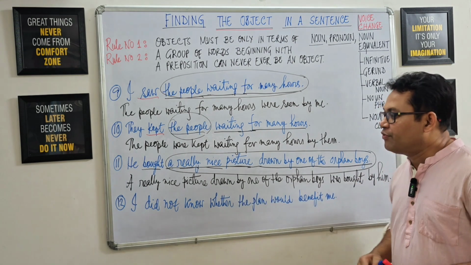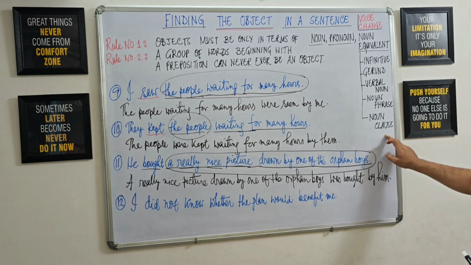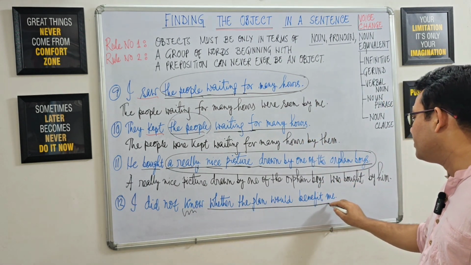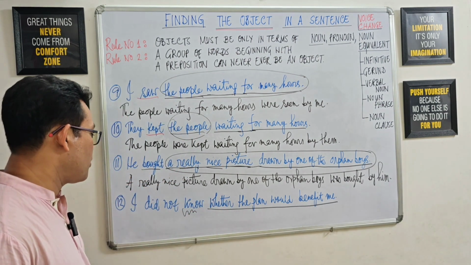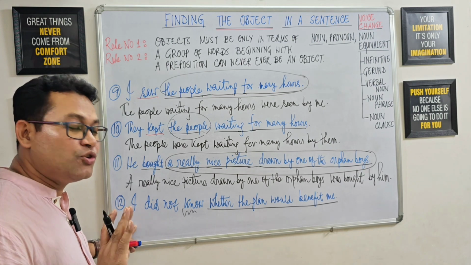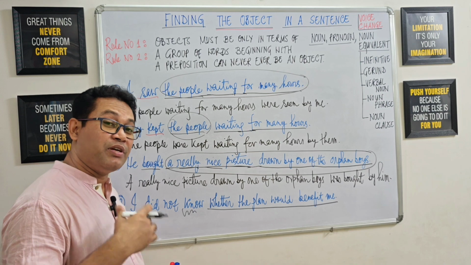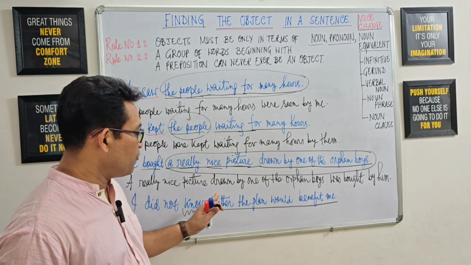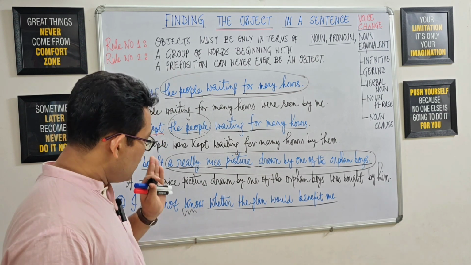Alright, final one, number 12. I did not know whether the plan would benefit me. Here we see that we are coming across a noun clause after the verb know. So whether the plan would benefit me is the noun clause. Now, should we bring this whole noun clause at the very beginning of the passive sentence? The answer is no. We may get a noun clause beginning with whether, if, that, when, where. So I will discuss and elaborate the formation and uses of noun clauses in one of my future videos. Do watch that video as well.